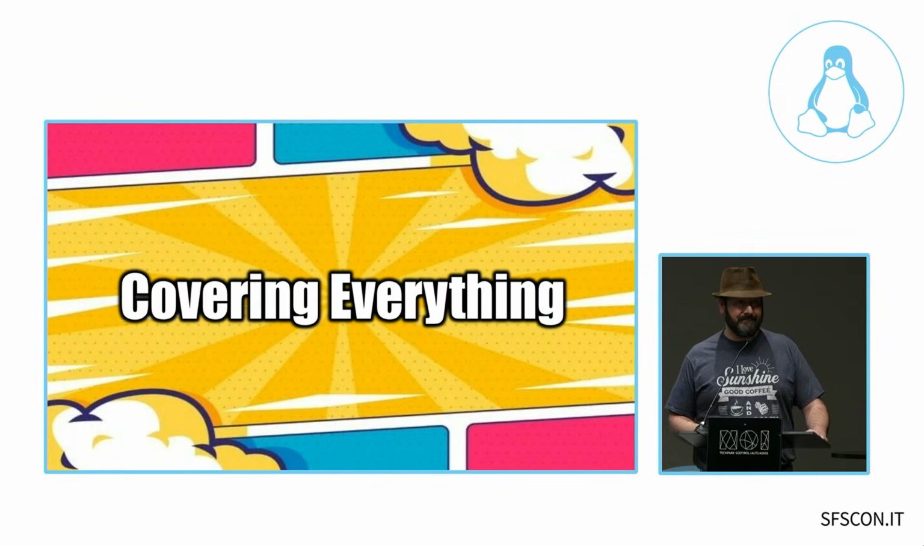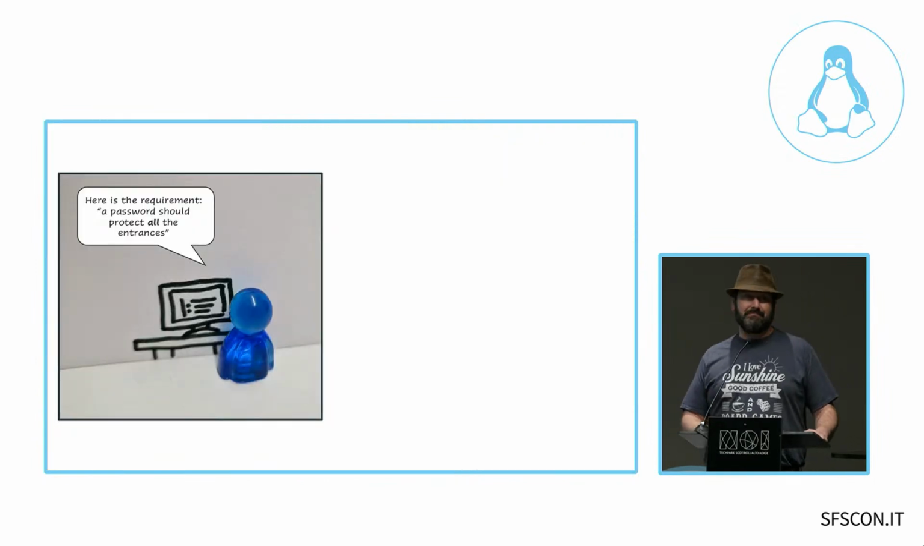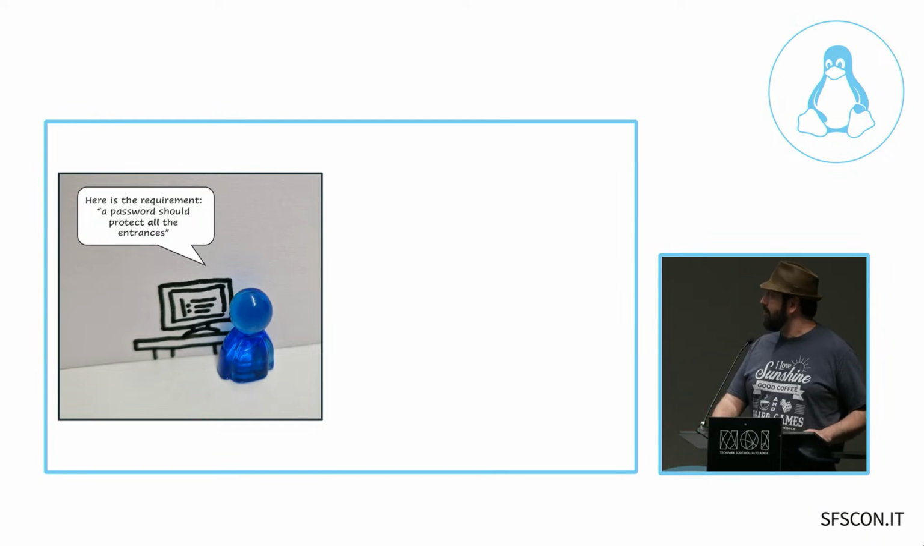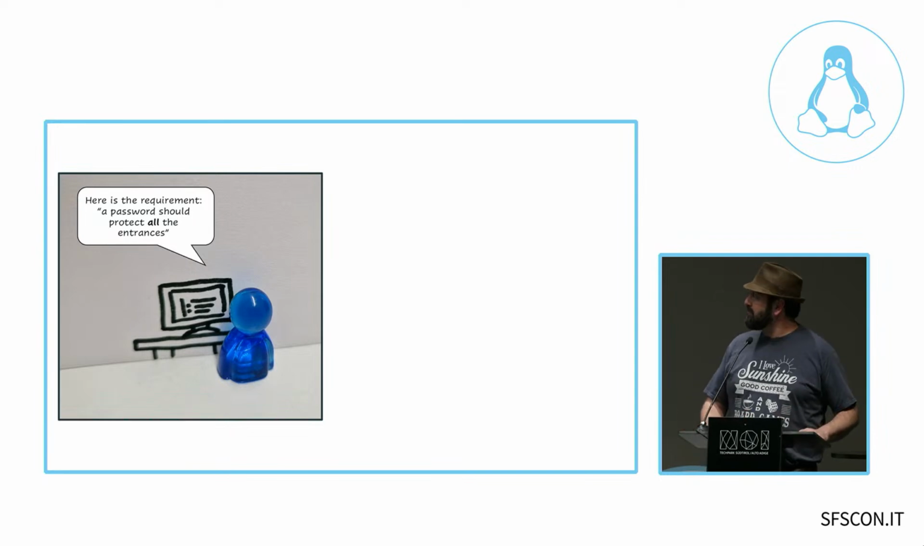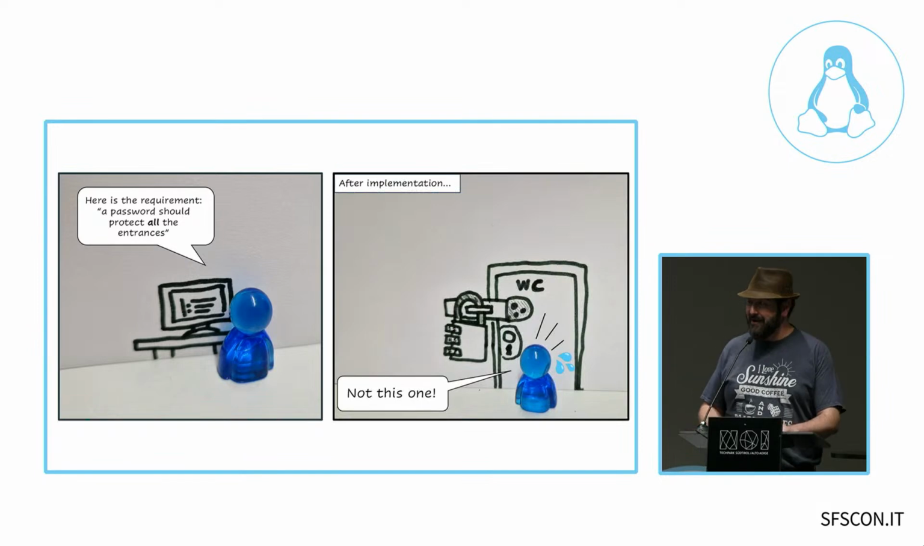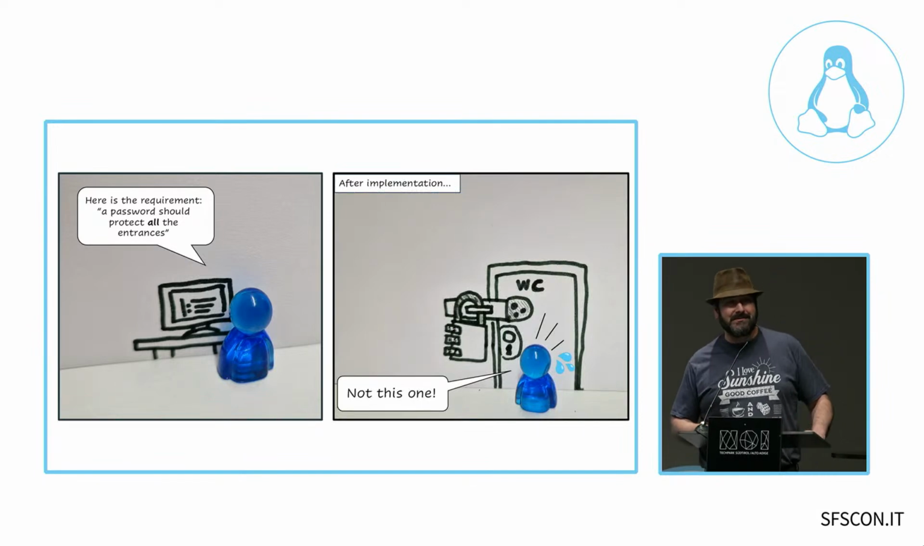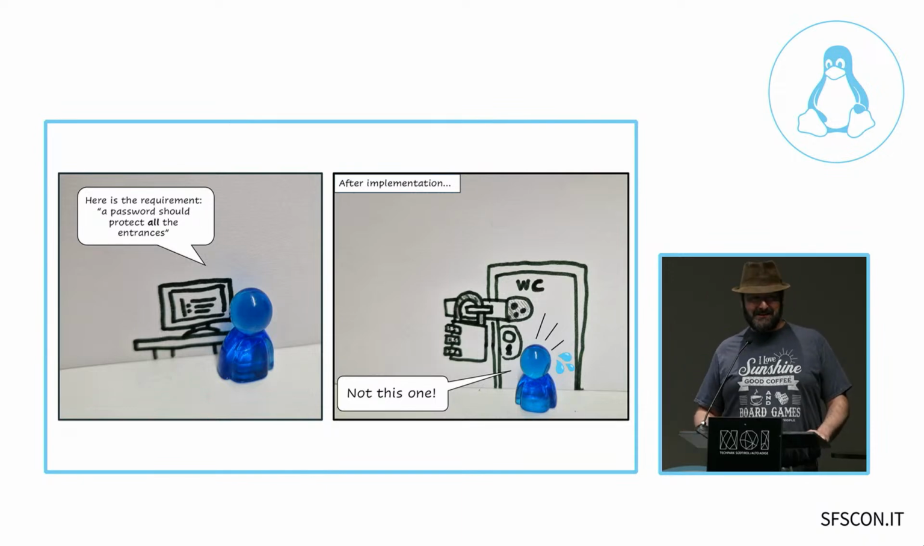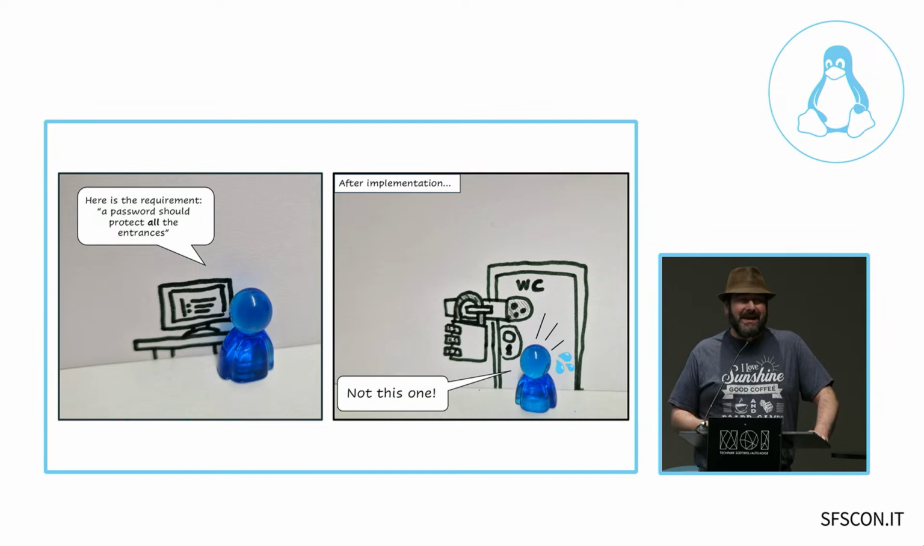Covering everything. Okay, so someone is specifying the requirements and puts there something like, oh, there should be a password protecting all the entrances, right? And then when this requirement is implemented, he's kind of surprised. In a moment, let's say, when nature calls, and he needed to go, he faced this unexpected block, right?